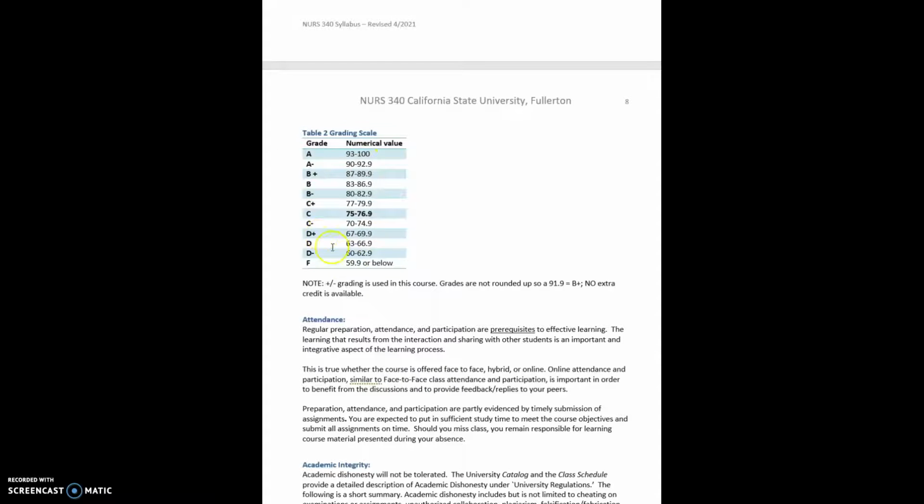Here's our grading scale. We actually just changed this last year, and to get credit in this class, you'll have to have a 75 or above. We do not round in the School of Nursing, so just be aware. You should be able to see how your grade is throughout the semester.